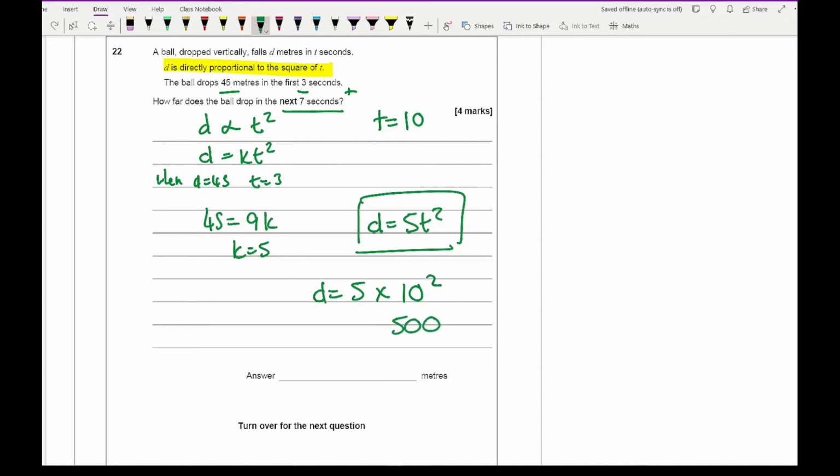Now, what I then need to do, to see how far the ball dropped in the next 7 seconds, is take that away from the first 3 seconds, which was 45, which gives me an answer of 455 meters.